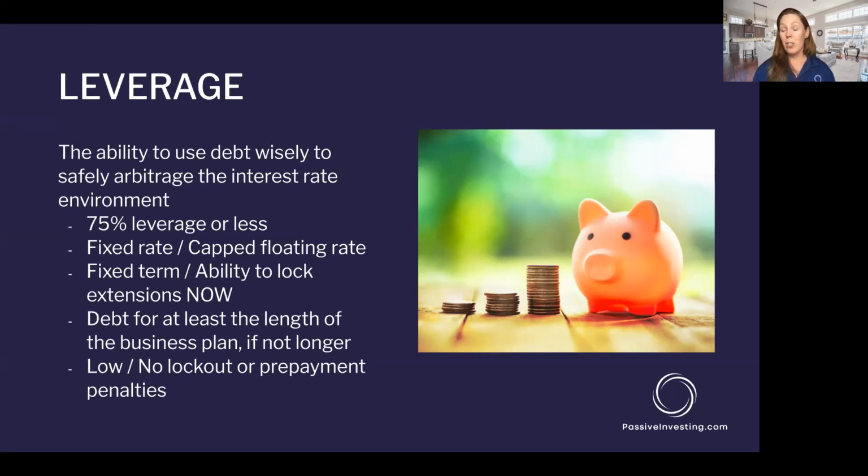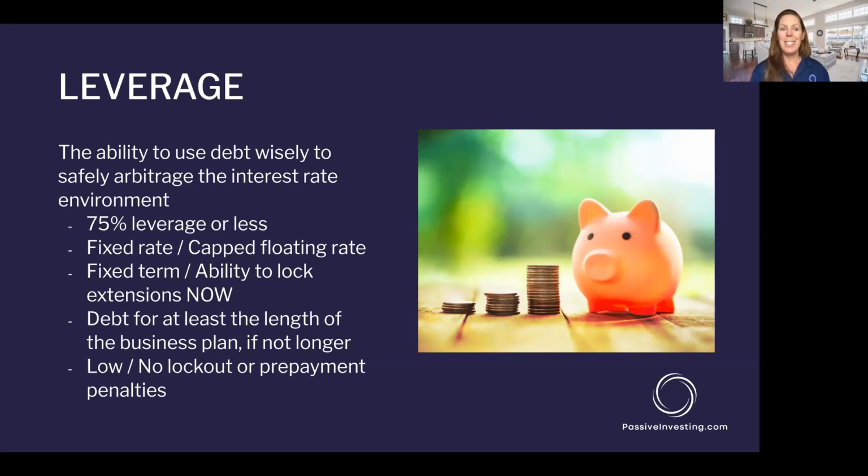I'd like to see fixed term. Okay, so 7-year debt, 10-year debt, whatever that debt length is, 30-year debt. Or if it's floating, maybe it floats for 3 years, and then I want to be able to see extensions being purchased and locked in now, that contract negotiated right now. So there's not going to be any surprises during the business plan.